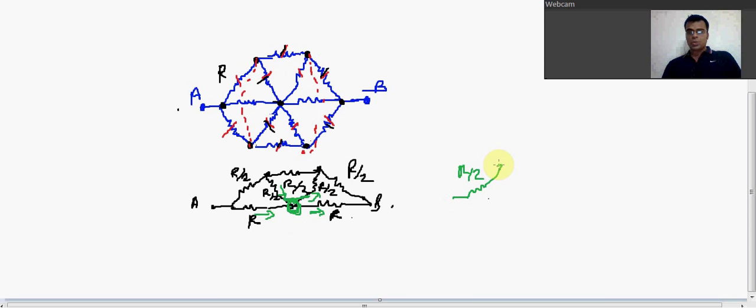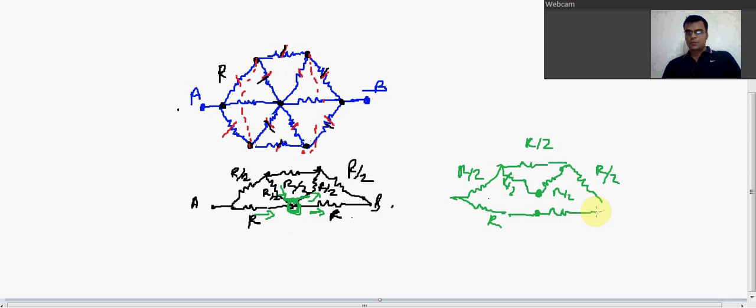This is R by 2, this is R by 2, this is R by 2, and this is isolated. This is R by 2, this is R by 2, this is R. Now these points are isolated now. This is R, this is point B, this is point A.